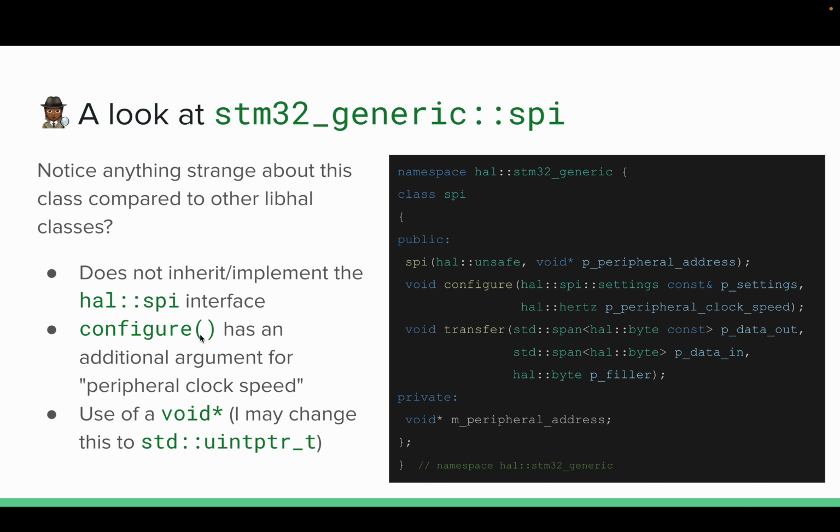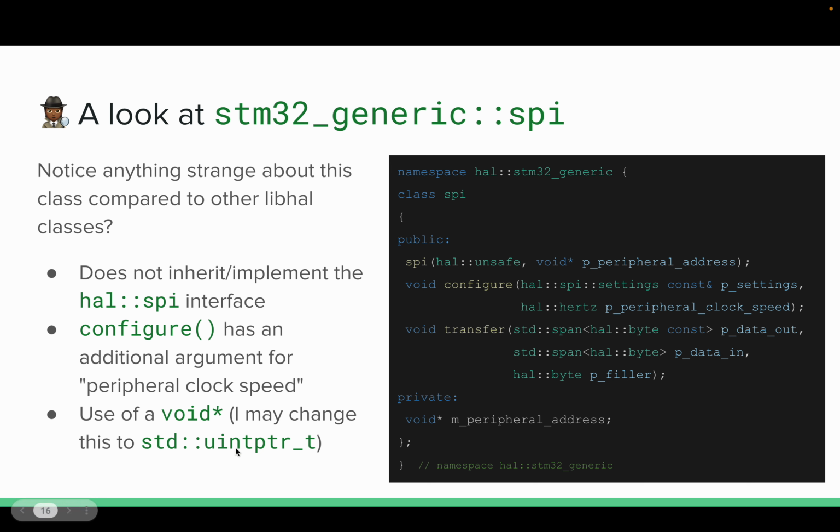Here we have a configure function. It all kind of fits the same look, but there's something a little different about it. It has another parameter called peripheral clock speed. And then transfer is actually identical to HAL SPI, so nothing's different there. But now we also have this use void pointer.